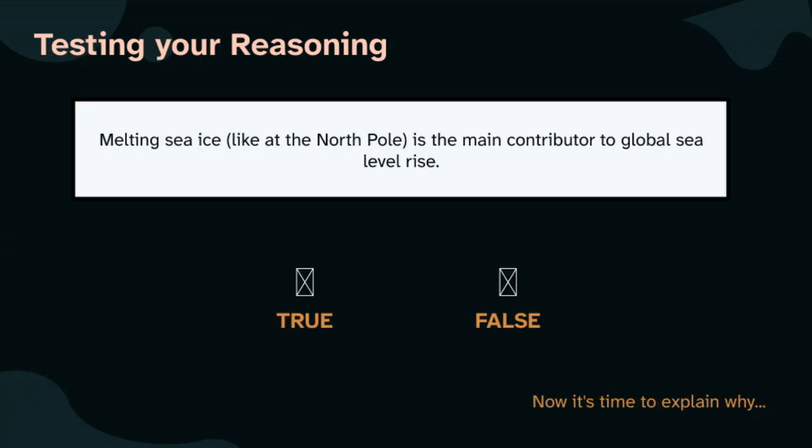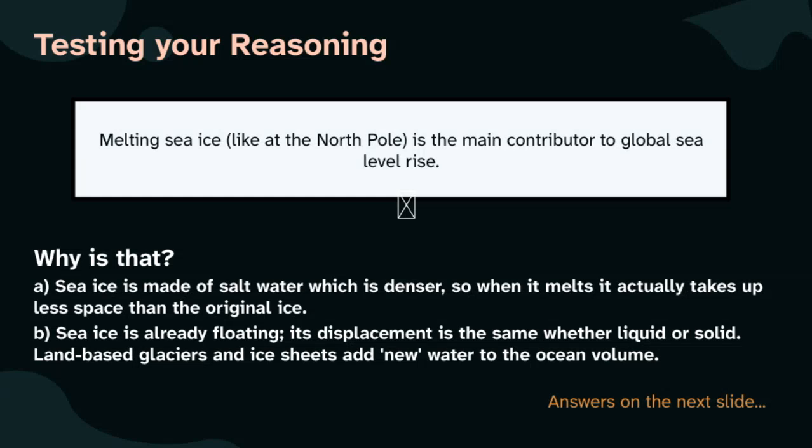Now we have a true or false question. Melting sea ice, like at the North Pole, is the main contributor to global sea level rise. Remember, I am not just looking for the answer. I am looking for the reasoning. The correct answer is false. Melting sea ice is not the main contributor to global sea level rise.